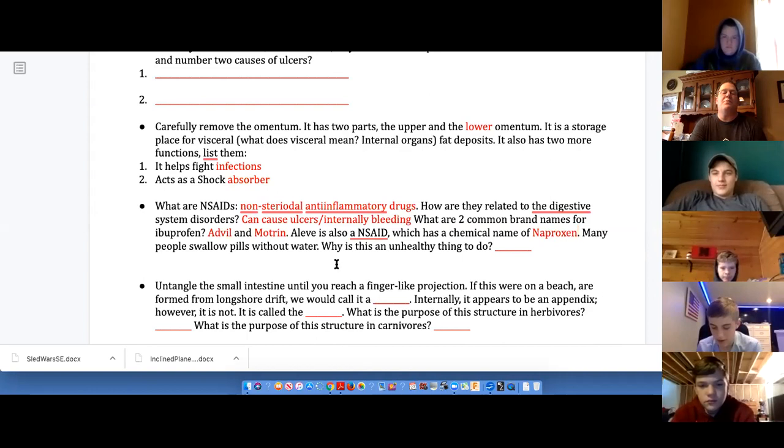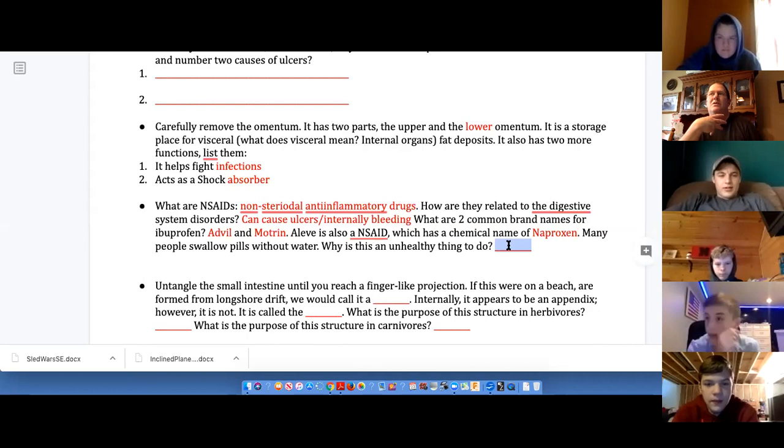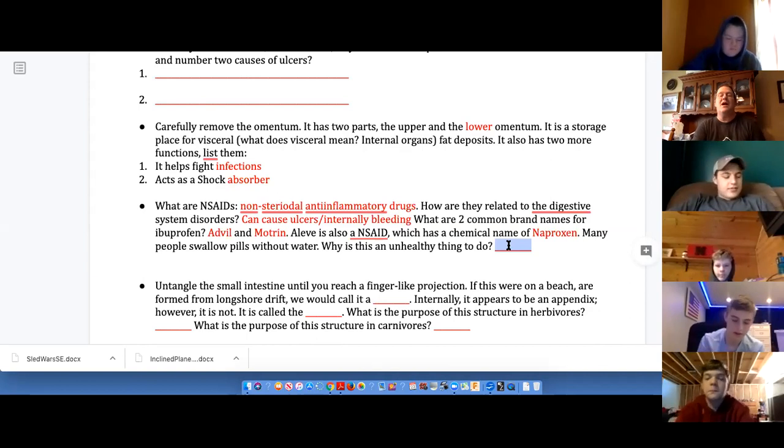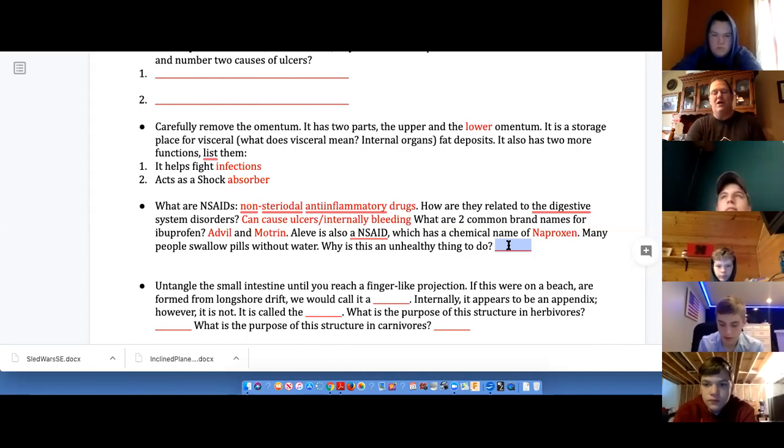Okay, many people swallow pills without water. Why is that a bad thing to do? You can choke on it. What can those pills do to your esophagus? Cause erosion. Scratch it up. Yeah, well, remember it's an NSAID, so it could actually cause internal bleeding, and if it starts to break down in your esophagus, it can start tearing away your esophageal wall. So don't take pills without a glass of water.